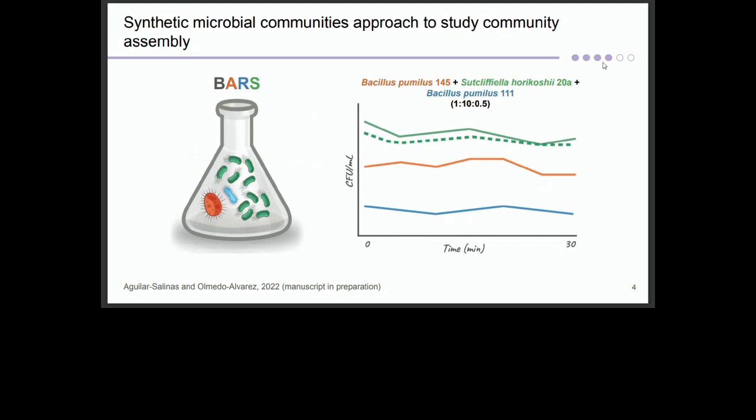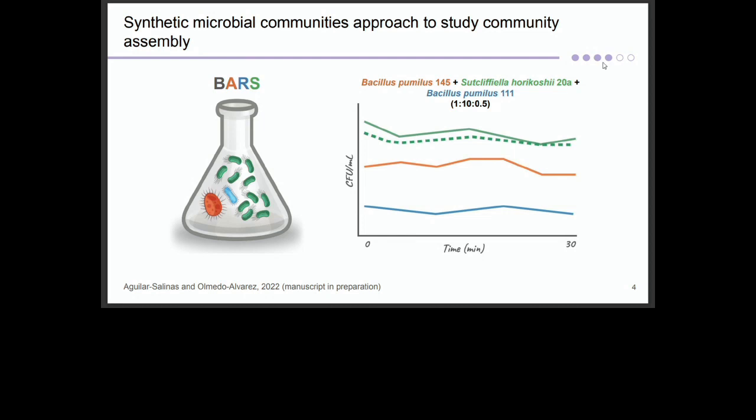But what happens if we add a third one? And in this case it is Bacillus pumilus 111. And you can see again the dotted line that represents the green species growing perfectly fine. And then if we add the blue one, it's clear that we don't have this antagonism anymore. So something is happening there.